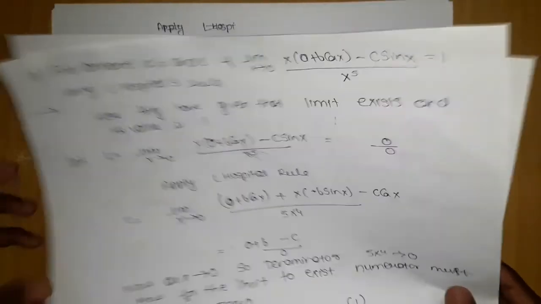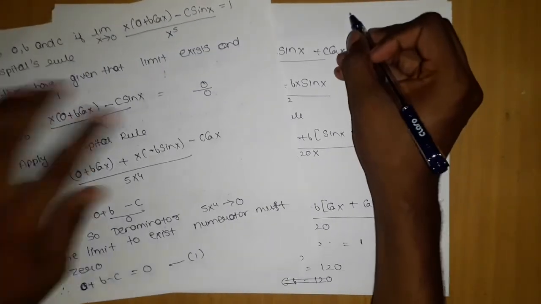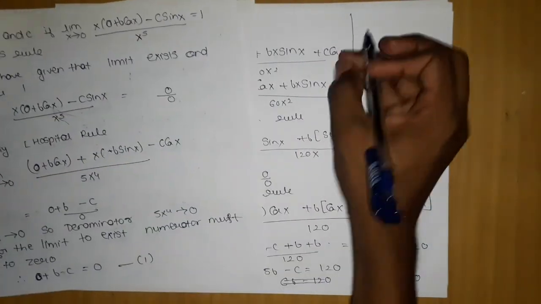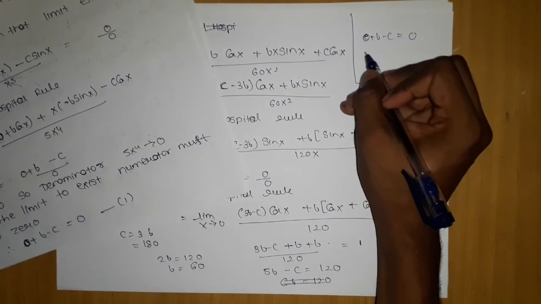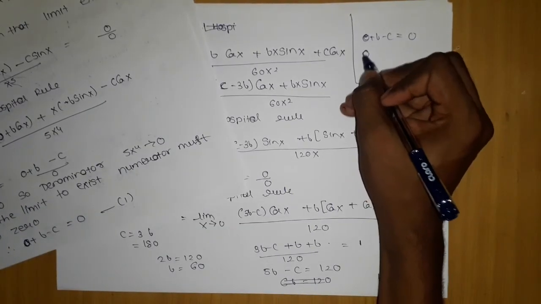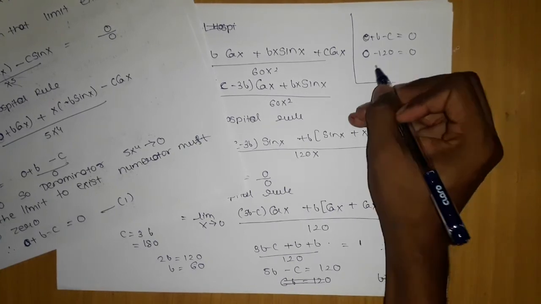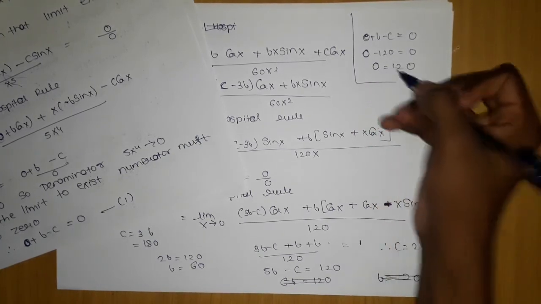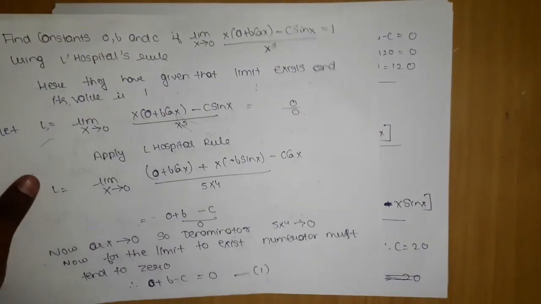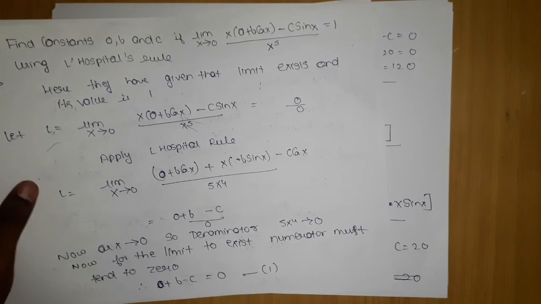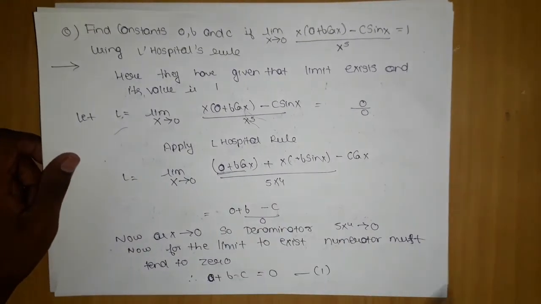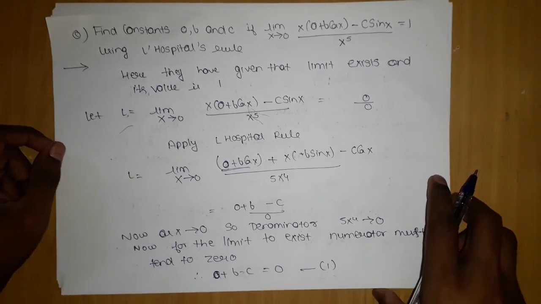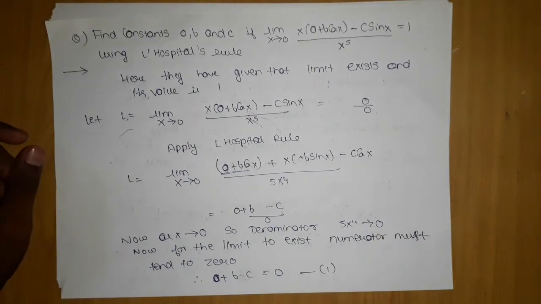And using the first equation, I can get my a value, which will be a plus b minus c equals 0. C is 180 and b is 60, giving me a minus 120 equals 0, a equals 120. So we got a, b and c values. So you can write these are the values of a, b and c respectively, and don't try to make these mistakes.